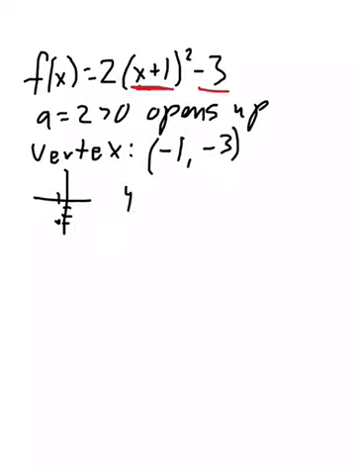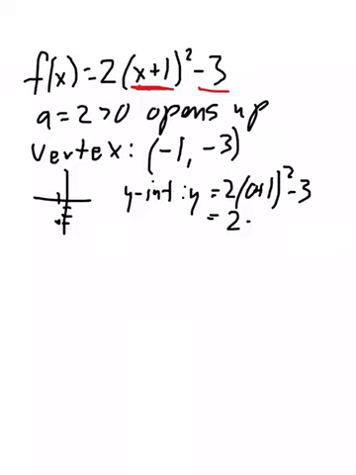So one thing we can always find pretty easily is a y-intercept. Let's go and do that. To get a y-intercept, we plug 0 in for x. 2 times (0 plus 1) squared minus 3. So we'll have 2 times 1 squared, which is just 2. 2 minus 3 gives us a negative 1.